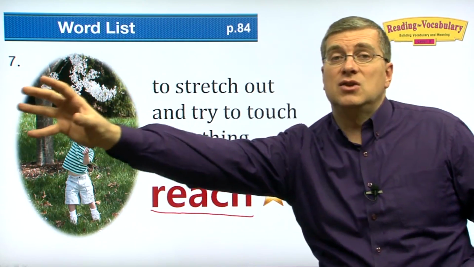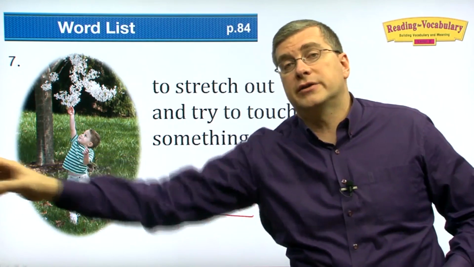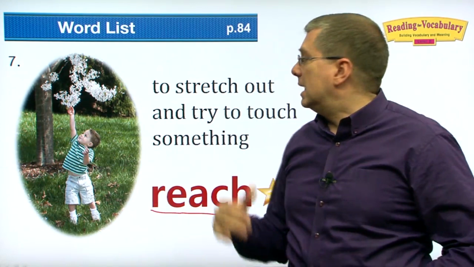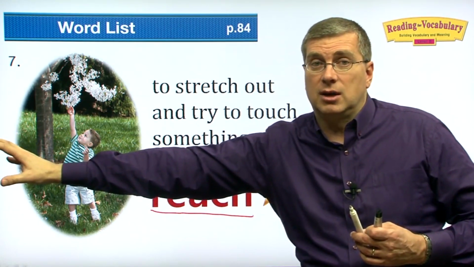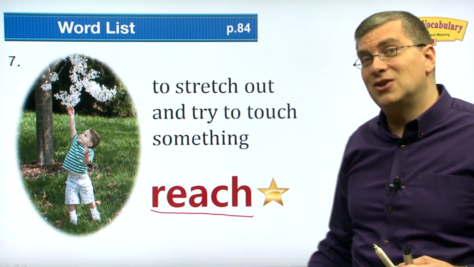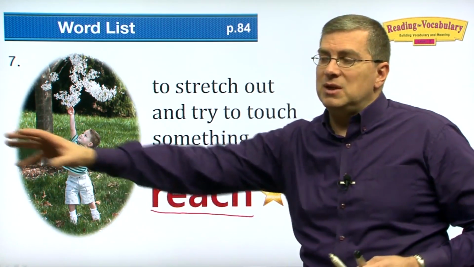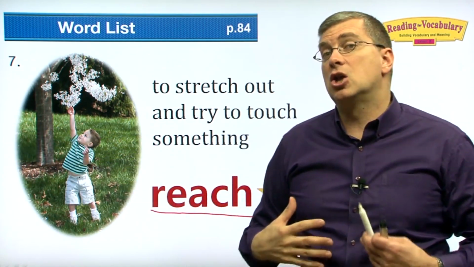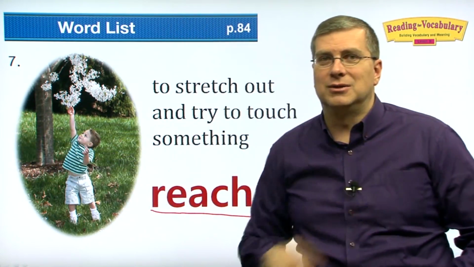So if you extend your arm, you can reach up, you can reach across, you can reach down. There's many ways that you can reach, right? It just means to stretch out. If you're stretching your arm, that's reaching. If you stretch out your leg, maybe you're trying to reach something with your foot, okay? So it just means to use a part of your body to try to touch something that is not close to you, to reach. And it can be any different direction, okay?